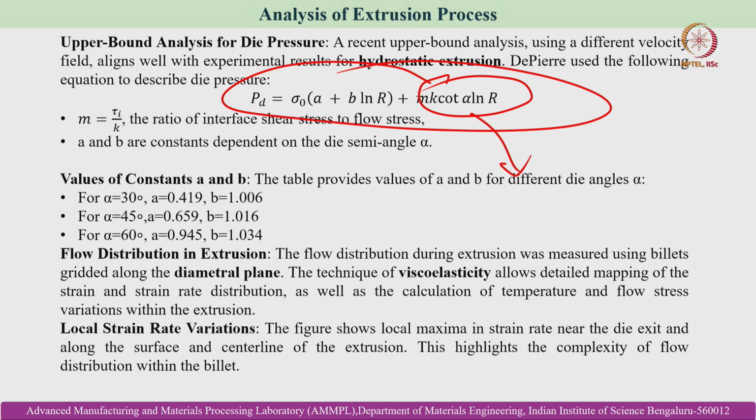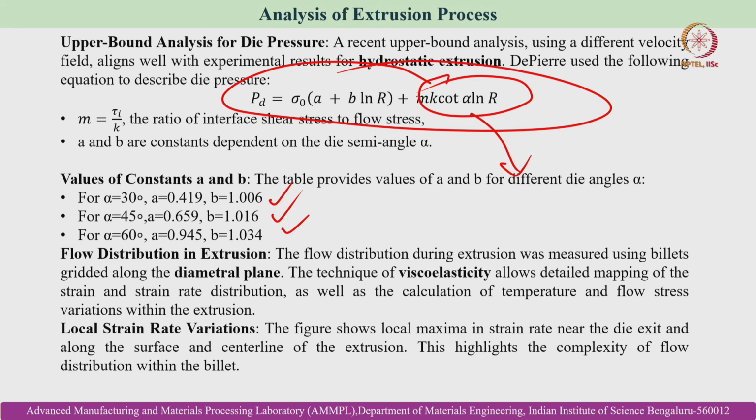So, values of constants A and B. These are some typical empirical values for A and B. Where the semi die angle alpha is 30 degree, then A and B assume the values of 0.419, 1.000006, and simultaneously these constants change their value when the semi die angle increases to 45 degree and 60 degree. Okay. So, you need not keep these values in your mind. If a problem is asked, then these values will be provided. However, it is good to know the variation of the constants' value with the change of semi die angle.